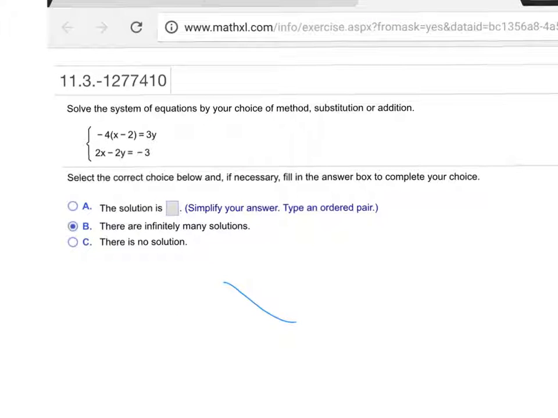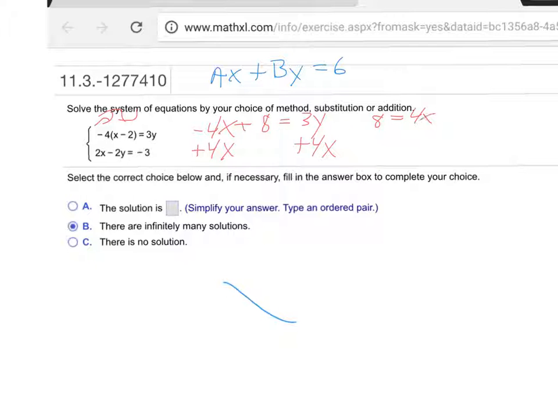So what we want to do here is go ahead and get these into that ax plus by equals c form. So if we go ahead and distribute on the top there, we'll have -4x plus 8 equals 3y. And I'm going to go ahead and get x and y on the same side, so I'm going to add 4x. So I have 8 equals 4x plus 3y.